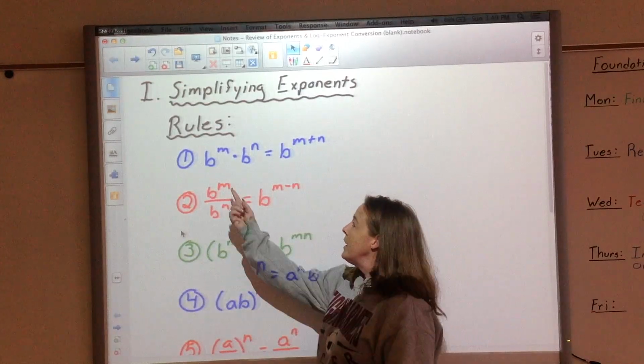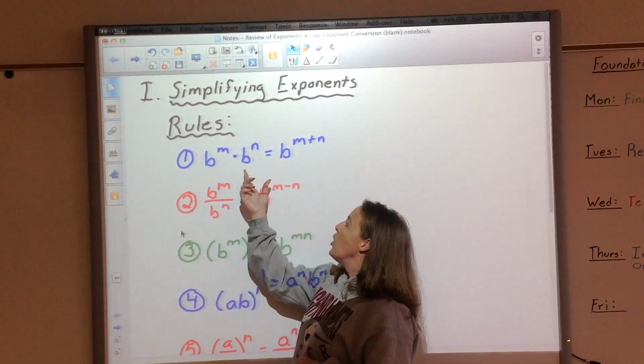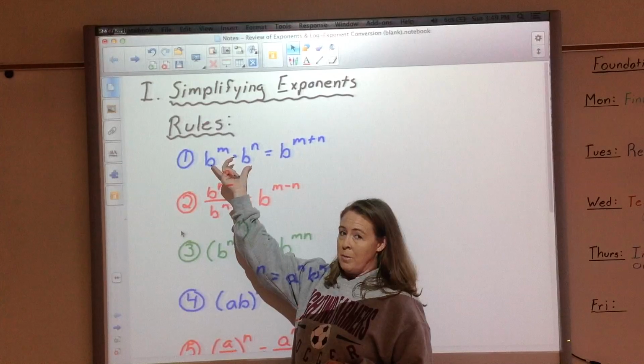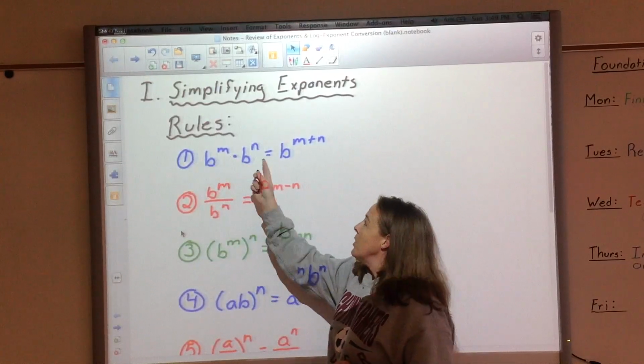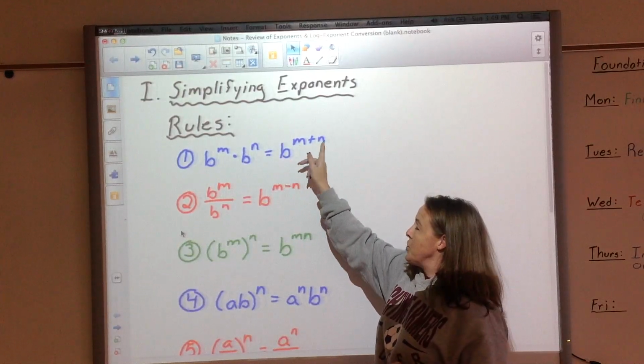Our first rule is b to the m times b to the n when your bases are the same, and this is important. The bases must be the same in order for this rule to work. When your bases are the same, you simply keep the base the same and add your exponents.